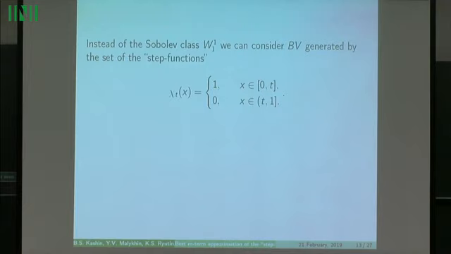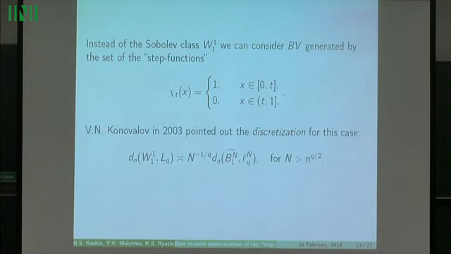So the function is a very simple one. It is 1 on the segment from 0 to t, and then it's 0. Viktor Konovalov in 2003 pointed out the discretization for this case. So we can work not with a functional class, but rather with this Kolmogorov width of our skew octahedron for this range of dimensions.